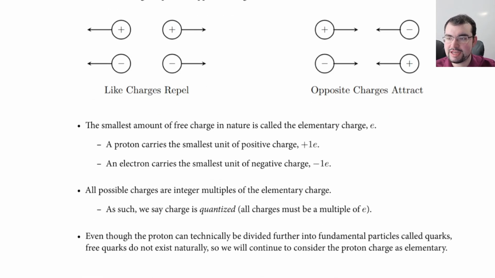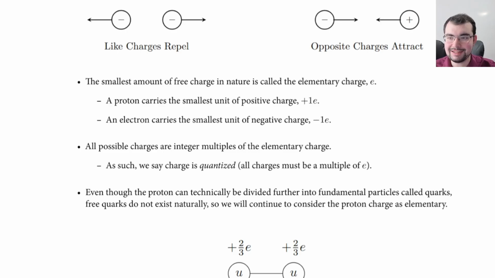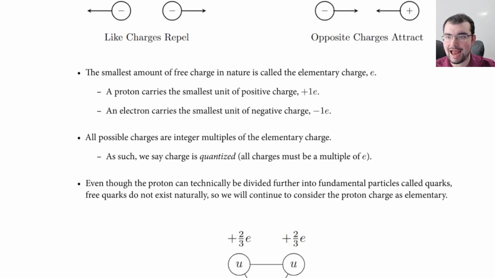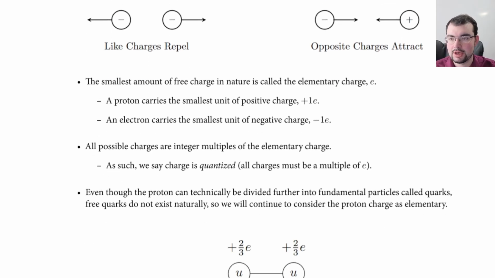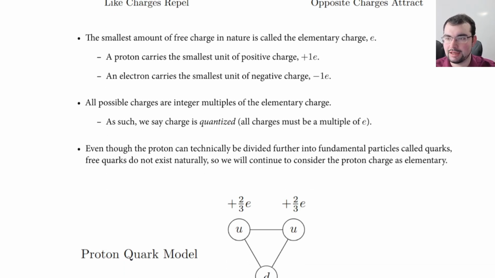And we say that charge is quantized, meaning you can only have multiples of this elementary charge called lowercase e. And again, we call it lowercase e because it's also the electron charge. So protons carry one positive elementary charge unit, and electrons carry one negative charge unit.